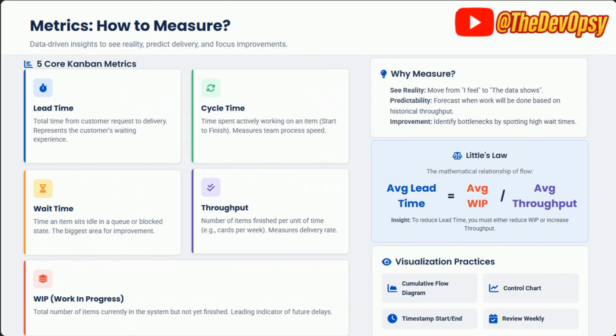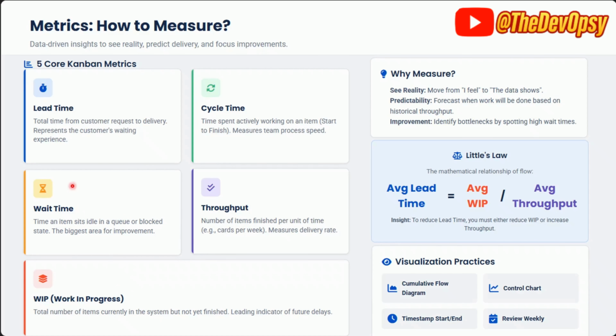Now let's talk about the measurement. As we spoke earlier, we will also use the metrics to measure our performance. How are we improving? What is the reality? What are the insights, right? So there are Kanban metrics. One is lead time, cycle time, wait time, throughput, and work in progress.